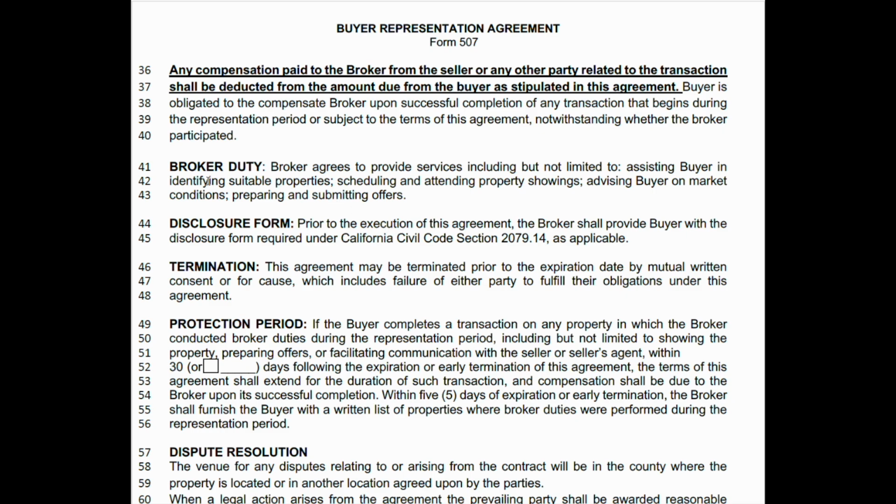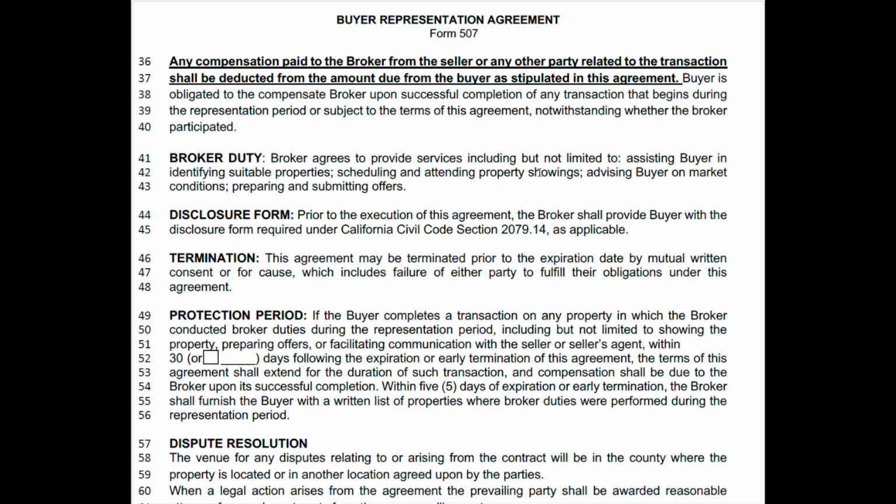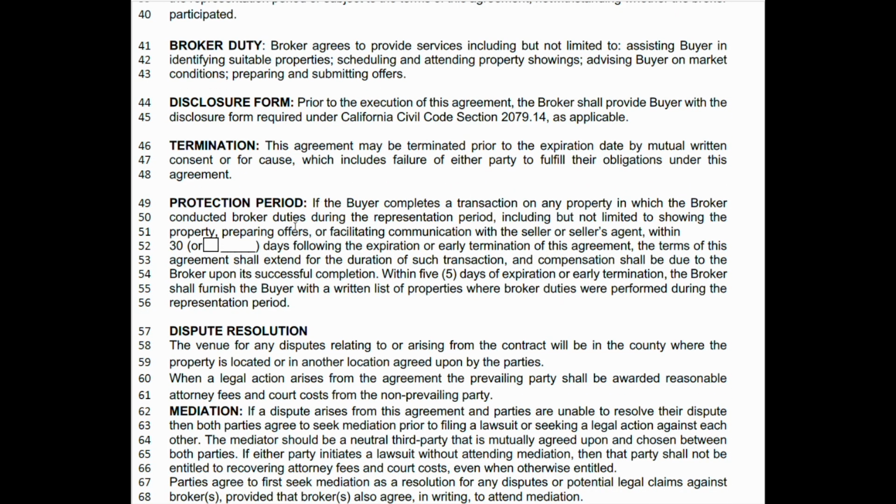Now, broker duty is defined here, but not limited to doing certain activities that are duties by a broker. And it's important because part of being protected in this form is that if you do work on a property, if you do a broker duty, and the buyer tries to cut you out or go around you or do a deal after this expires, you're still entitled to compensation. You're protected. This form protects you. And I'll explain down here in the protection period.